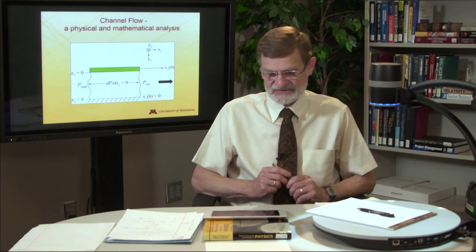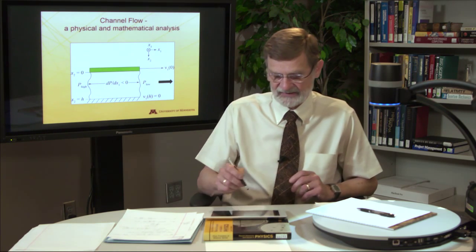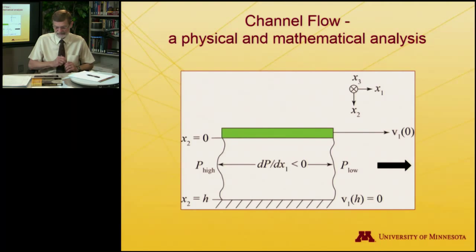So last time we set up the problem that looks like this. We had an element of fluid that we're pulling on. The fluid is flowing from left to right, shown by the black arrow on the right. And there's a pressure gradient, high pressure on the left, low pressure on the right.